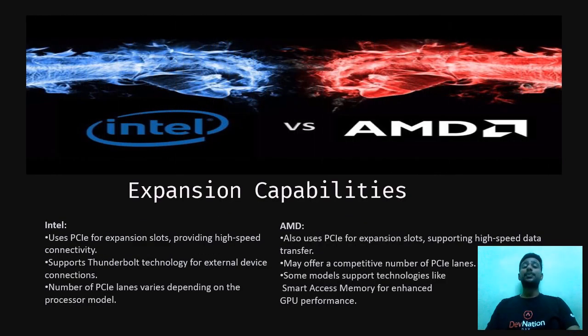Let us also see the expansion capabilities of Intel and AMD processors. Intel uses PCIe for expansion slots, providing high-speed connectivity. Intel supports Thunderbolt technology for external device connection. The number of PCIe lanes on Intel varies depending on the processor model, whereas AMD uses PCIe for expansion slots, supporting high-speed data transfer, may offer a competitive number of PCIe lanes, and some models support technologies like Smart Access Memory for enhanced GPU performance.